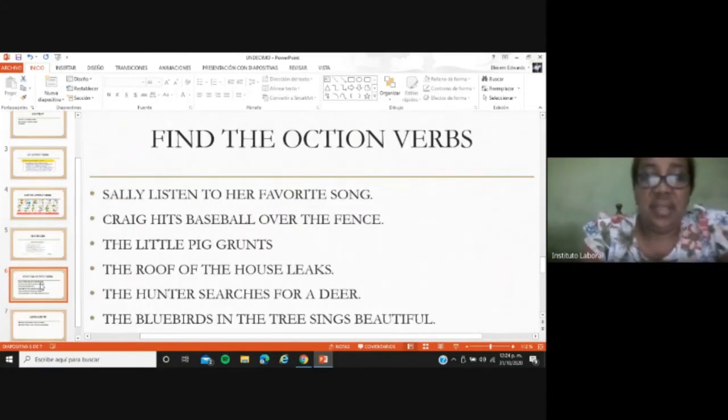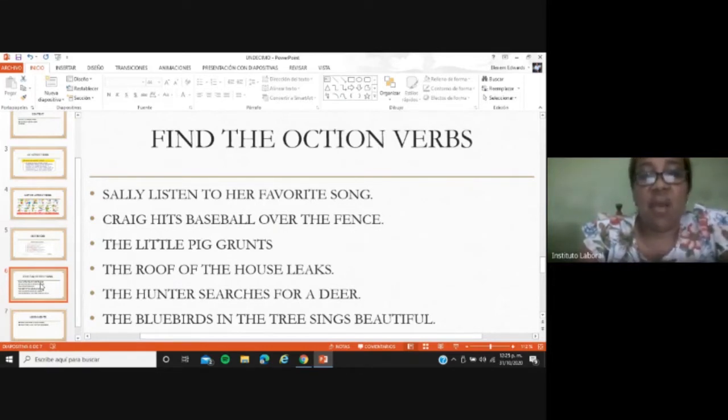We have the next sentences, a practice: find the action verbs. We have some examples of sentences. We're going to find the action verbs. We have, Sally listened to her favorite song. Okay, which is the action verb in this sentence? Who can tell me? Sally listened to her favorite song. Listen is the action verb because listen es escuchar. Ella está escuchando su canción favorita. So listen is the action verb.